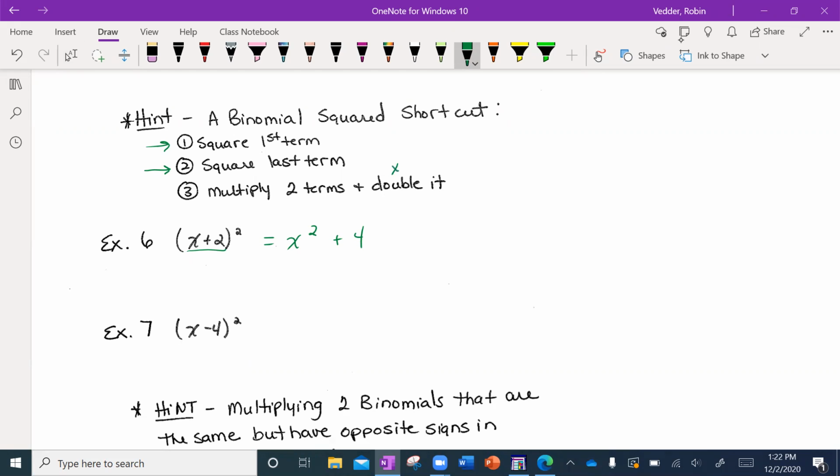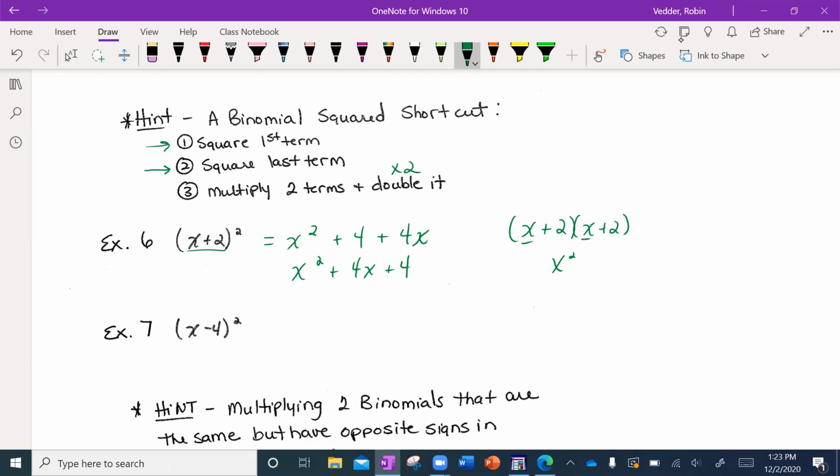By double meaning multiply it by 2. So if we multiply these two together, x times 2 is 2x. But we can't forget to double. If you double 2x, you get 4x. Finally, I do like to write these in order. I'm going to put the 4x before the constant. Now, if you don't want to remember that or don't like doing it that way, you could always write this out twice and FOIL it.